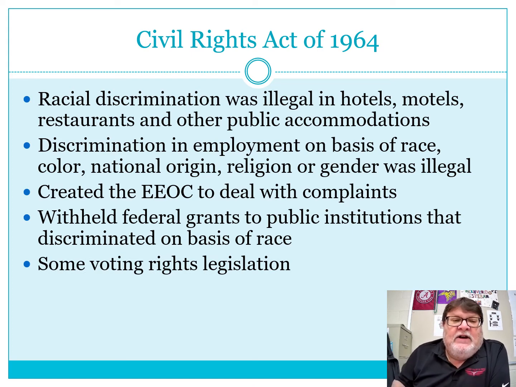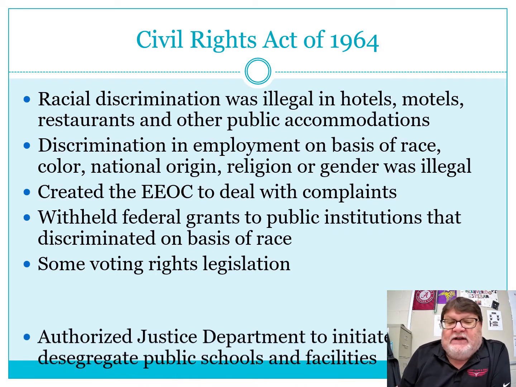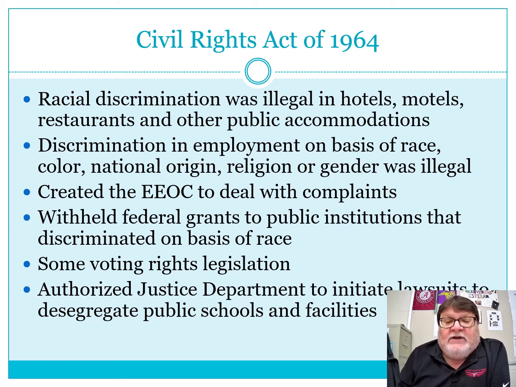Also, there was some voting rights legislation. We'll talk a little bit today about the next year when we actually have the Voting Rights Act of 1965, but there was some voting rights legislation in this Act of 64. And it also authorized the Justice Department to initiate lawsuits to desegregate public schools. So now the U.S. government, the Justice Department, could go in and do the lawsuit themselves. They didn't have to wait for somebody like Linda Brown and the NAACP to come along. They could proactively go ahead and do it without having to go find a plaintiff. They become the plaintiff. So it made things a little easier, a little faster.